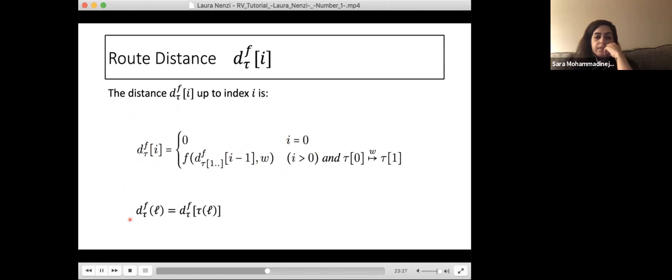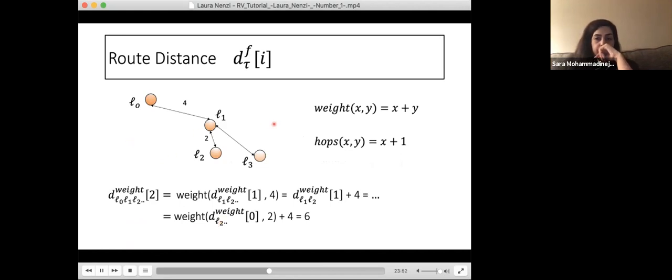And just to note, the distance on a route is defined with respect to the index. You can define the distance with respect to a specific location, and this corresponds to considering in the route the index that corresponds to the first time that this location is considered in the route.